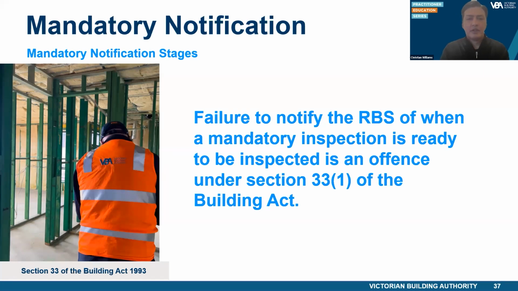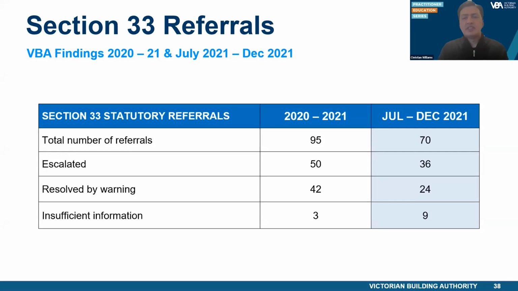As discussed in the previous slide, many builders are not meeting their obligations under Section 33 of the Act. The table shown on the slide outlines some statistics from the 2020-2021 year to date, and for the first half of the 2021-2022 year. It can be seen from the number of notifications referred to the VBA that this issue is quite prevalent in industry. From the total number of Section 33 referrals received by the VBA, it can be seen that there is a distinct increase in the number of referrals in the first half of the 2022 year compared with the number of referrals in the previous year.